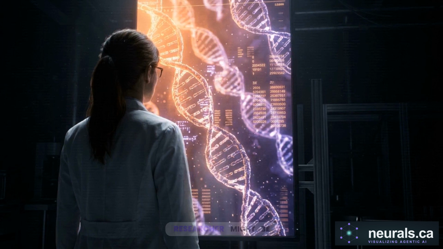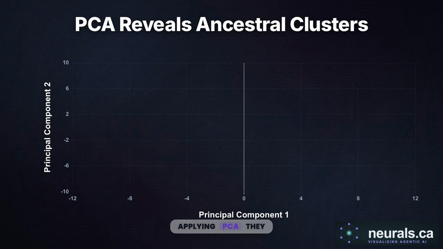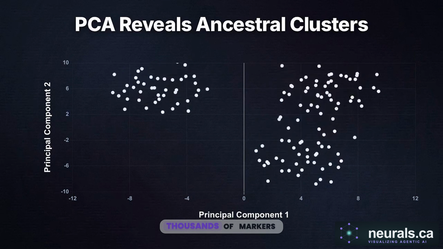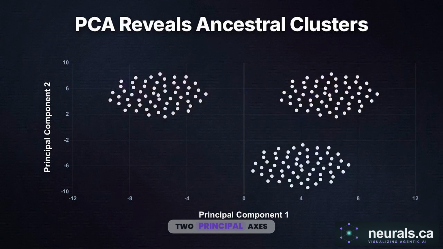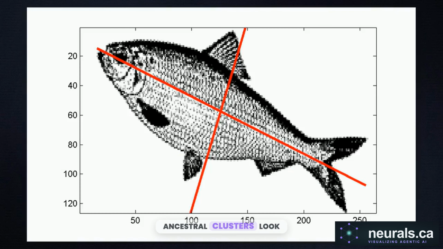Take population genetics. A researcher might be staring at thousands of distinct genetic markers for a single individual. By applying PCA, they can project those thousands of markers down to just 2 principal axes on a flat screen, revealing distinct ancestral clusters. Look at this silhouette.